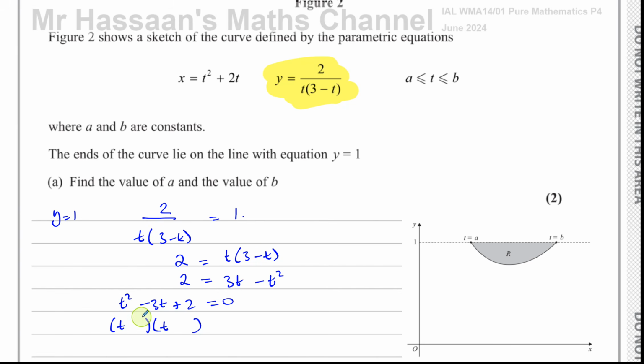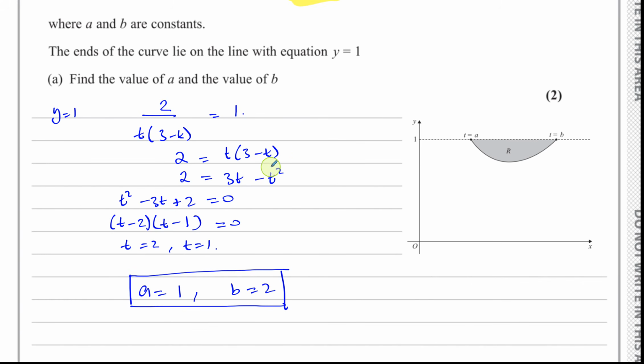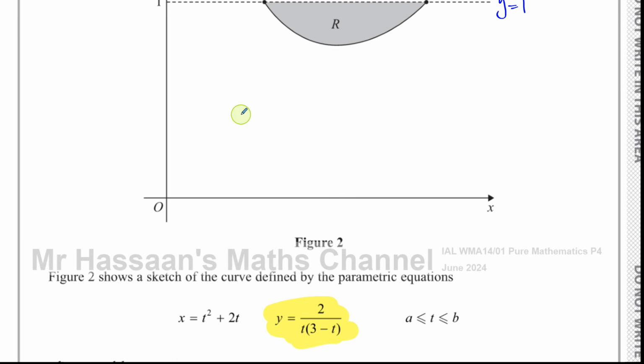We have two brackets, and this factorizes quite easily. We know we have to have two negative signs because the product is positive and the sum is negative. And it must be minus 2 and minus 1, because when you multiply them together you get positive 2, and when you add minus 2 and minus 1, you get minus 3. So we end up with t either equals 2 or t equals 1. We can see from here that a is the lesser value, so a must be 1 and b must be equal to 2. And we have answered part A. It says find the values of a and b, so that's the answer to part A of this question.